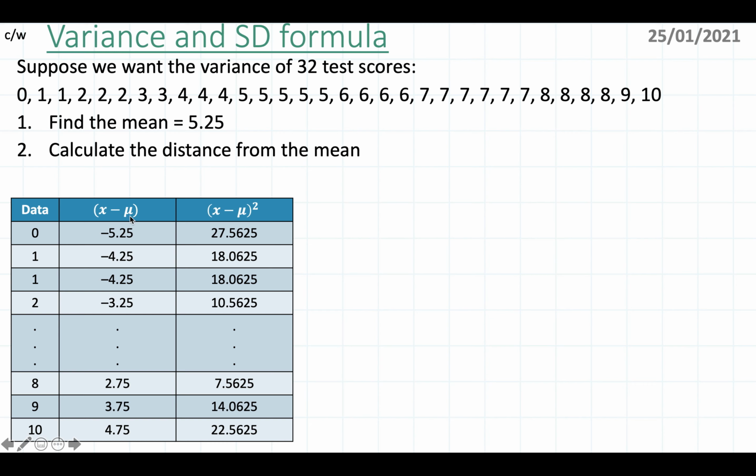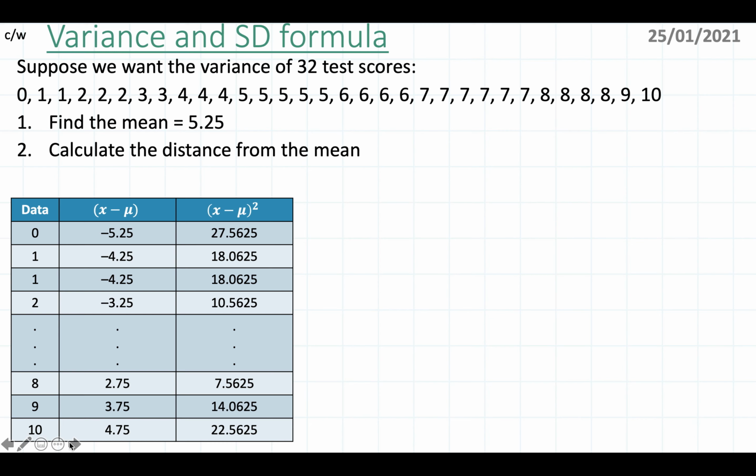So let's say the mean is mu here, so x minus mu, so we'll do 0 minus 5.25, so we get negative 5.25, 1 minus 5.25, that's going to be negative 4.25, and so on. And then because of the negative values, the point is you want to add up the values in the second column and take the average of the second column. So this gives you the distance from the mean, so you want the average of the distance from the mean.